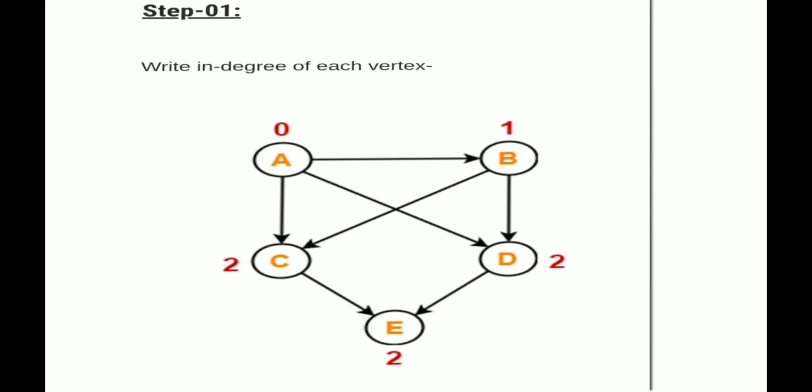Vertex D also has two incoming edges. One is coming from B and another one is coming from A. Vertex E also has in degree 2. That means vertex E has two incoming edges. One is coming from C and another one is coming from D. So to accomplish topological sorting, first we have to compute the in degree of each vertex.